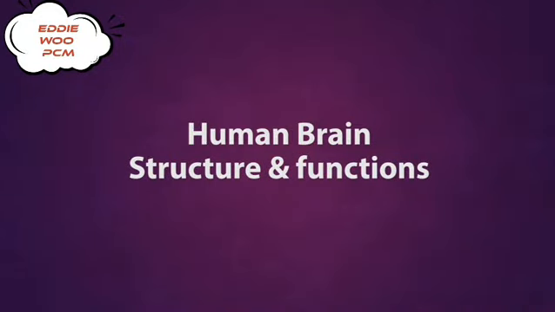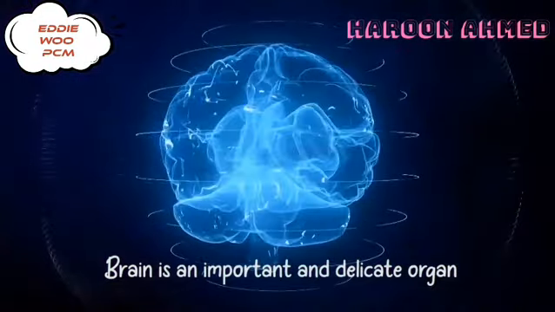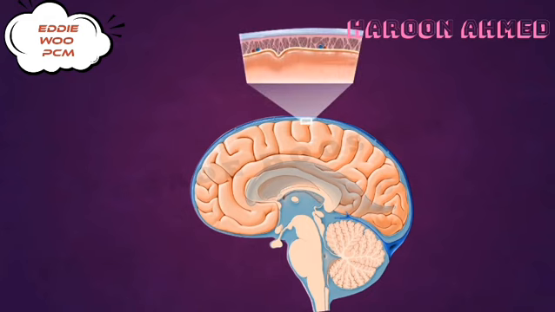Human brain structure and functions. Brain is an important and delicate organ, so it has to be protected well. Brain is covered by a fluid-filled balloon-like structure made up of 3 layers.